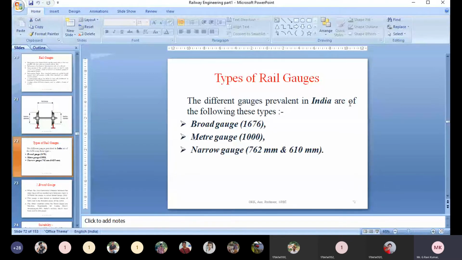And broad gauge is the biggest gauge in the world. Understand? Its distance is 1676 mm. Meter gauge means the distance between the two rails is 1 meter, so it is called meter gauge. It is 1000 mm. And narrow gauge has two different types: one is 760 mm and the next one is 610 mm. So these are the three types of gauges used in India.